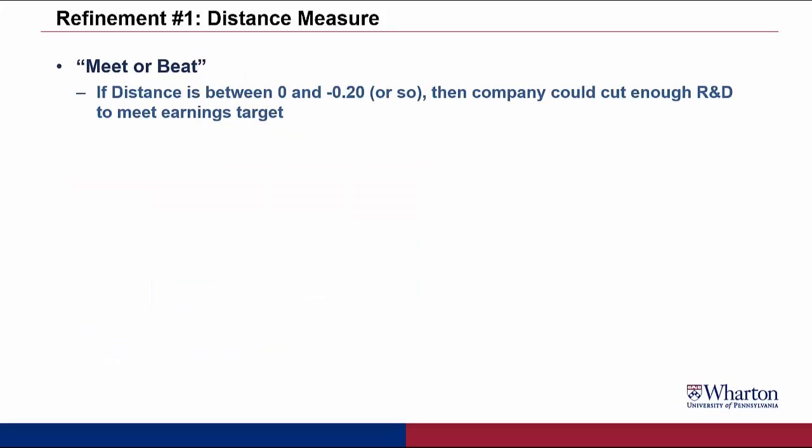So the companies that we're going to look at as meet and beat incentives will be ones where the distance measure is between 0 and negative 0.20 or negative 20% or so, because in that case, the company could cut R&D enough to meet its earnings target.